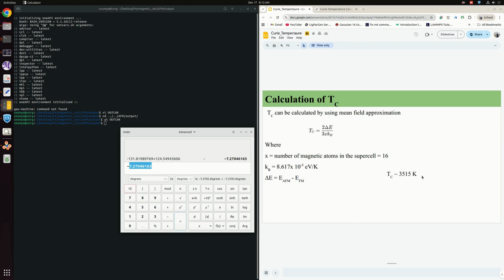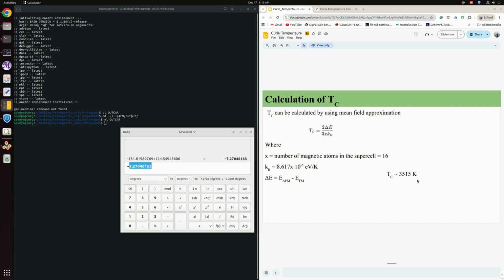What I have seen is that in the case of experimental Fe, the value of TC for Fe is 1043 Kelvin, but in this case I found the value as this much. So the only drawback I found by performing this TC calculation using VASP is that this overestimates the TC value. So I don't know, maybe there might be some other approximation which we can use to calculate this TC.